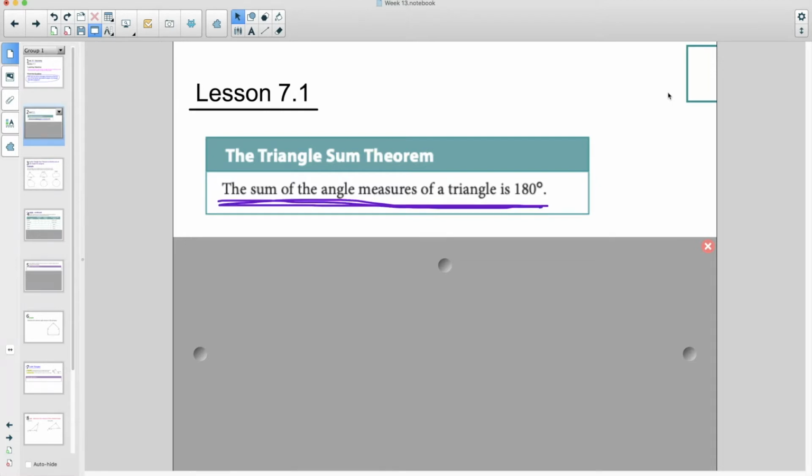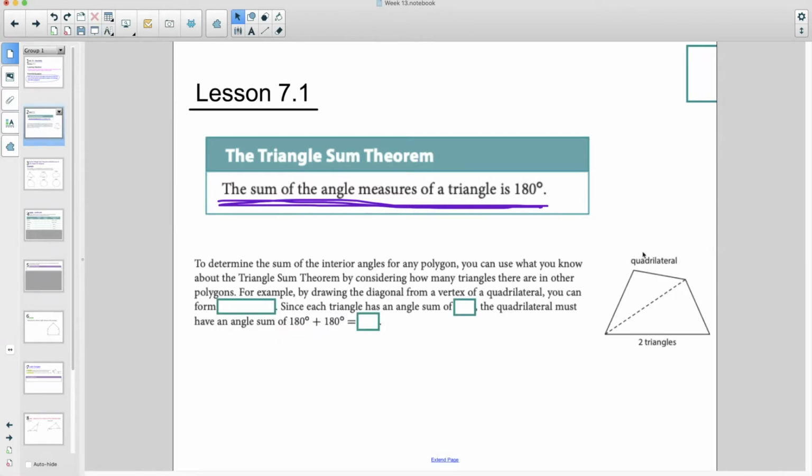To get us started, let's take a look at this. Notice I have a quadrilateral image off to the right, and notice there's a dashed line here. Let's read through this, and then we'll talk about how we're going to apply it. To determine the sum of the interior angles for any polygon, you can use what you know about the triangle sum theorem above, that the measures of the angles of a triangle sum to 180, by considering how many triangles there are in other polygons. That's why we have this drawing and that diagonal line, dividing the polygon into triangles.